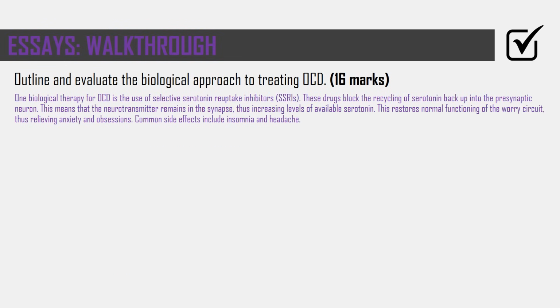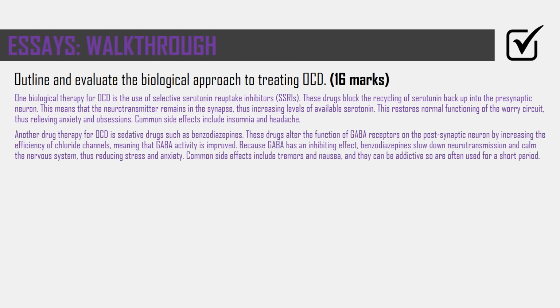Right, so I'm going to start off with a bit of knowledge on one of the therapies. I've chosen SSRIs here, selective serotonin reuptake inhibitors. So let's go through. Well, one biological therapy for OCD is the use of selective serotonin reuptake inhibitors, SSRIs. These drugs block the recycling of serotonin back up into the presynaptic neuron. This means that the neurotransmitter remains in the synapse, thus increasing levels of available serotonin. This restores normal functioning of the worry circuit. Yeah, remember the worry circuit? Orbitofrontal cortex, caudate nucleus, thalamus. Anyway, thus relieving anxiety and obsessions. Common side effects include insomnia and headache. I wouldn't have to put the side effects there, but I thought I'll just throw it in. It'll only take a sec. Is that 6 marks of knowledge? No, it's not, is it?